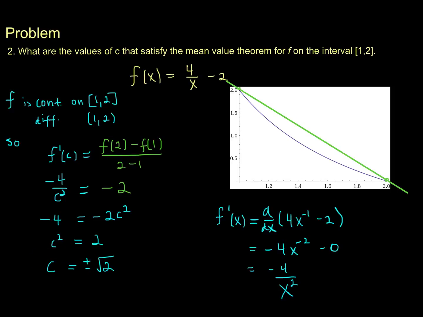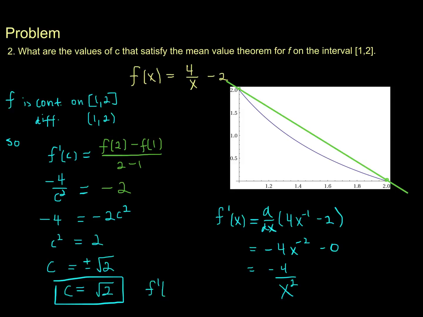So while I solved and I got plus or minus, I need to consider which one is actually in my interval, and that is only the positive version. So my final answer will be c equals the square root of 2. Okay, and I can plug that back in just to make sure and check. So if c is square root of 2, let's go ahead and just check our work here.